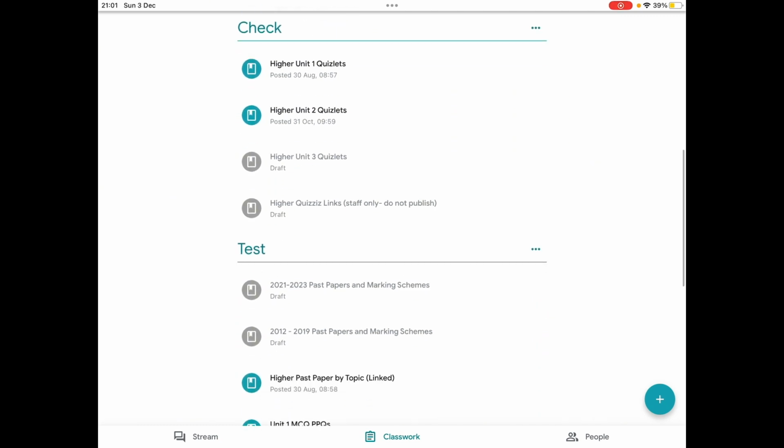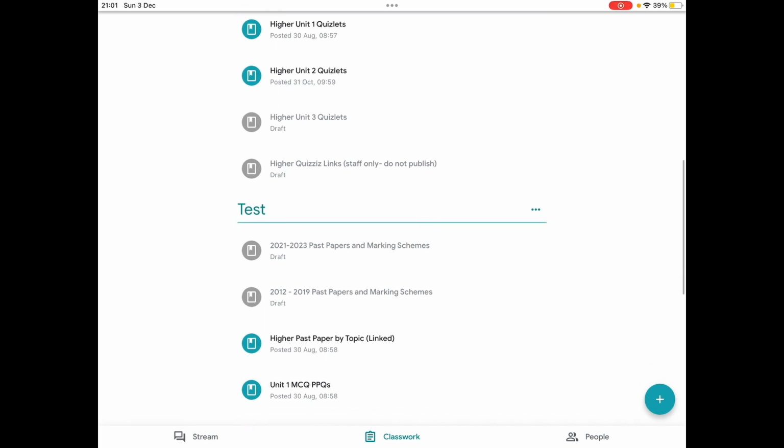For the check section, we've got some Quizlets and some quizzes, and we'll probably put some glossary stuff in there as well.